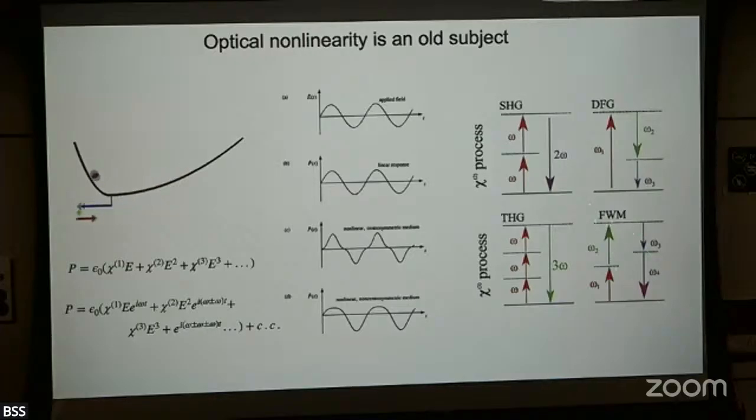This is a particular process which is going to be relevant for what we're going to mostly talk about, which is so-called 4-wave mixing experiments. So 2 frequencies up, 1 down, and then the 4th one out.